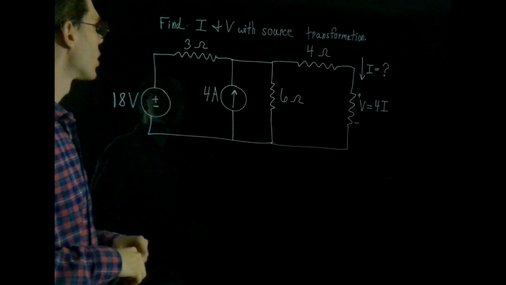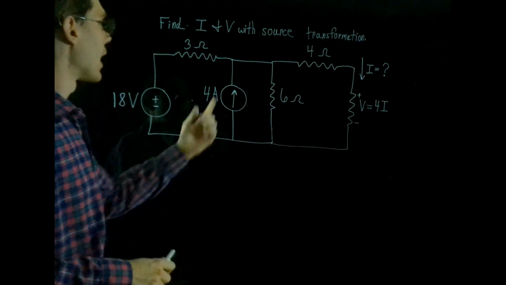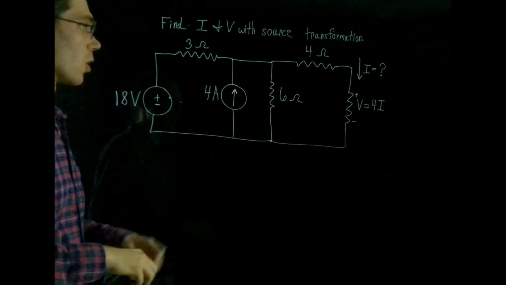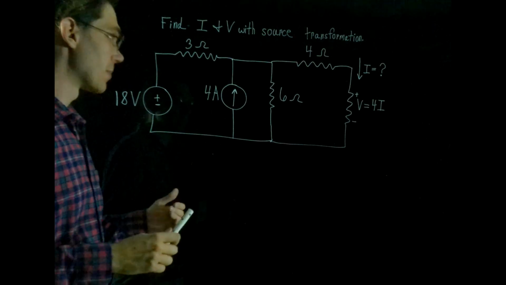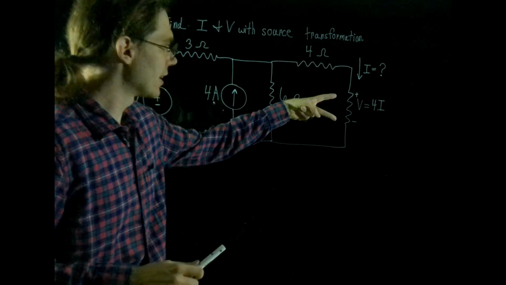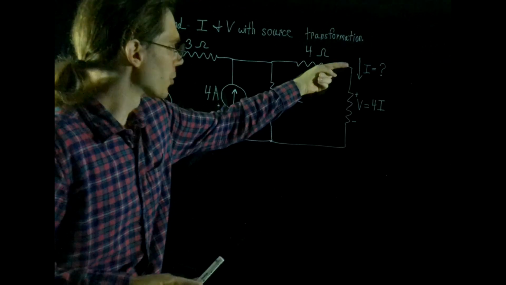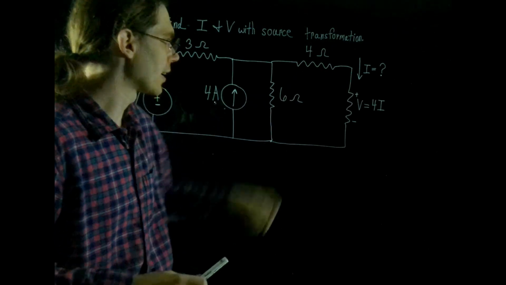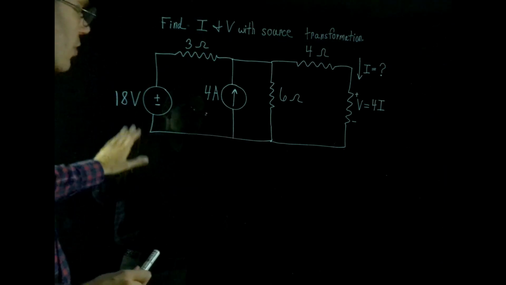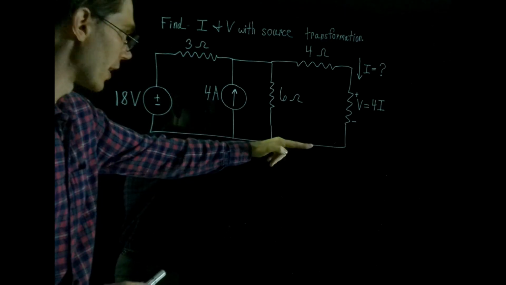Starting this circuit, we're instructed to find the current I and the voltage V with source transformation. What's worth noting from the beginning is the resistance across this resistor is unknown, yet its voltage is equivalent to 4 multiplied by the current I. In these situations, it's usually best to start from the left side and simplify left to right.